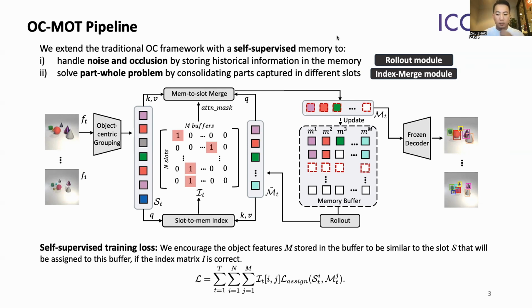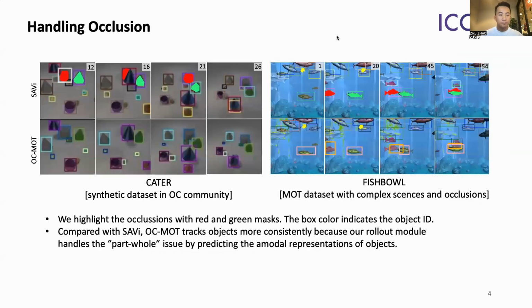For training the association function, which is the index matrix I, we encourage the object features stored in the buffer to be similar to the slot that will be assigned to this buffer. And the optimization process follows the expectation maximization paradigm.